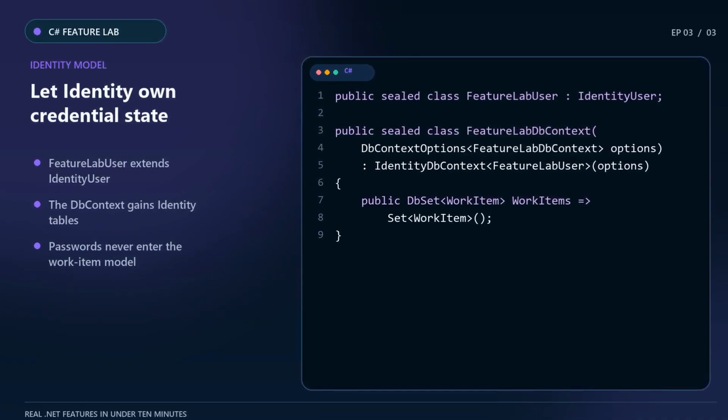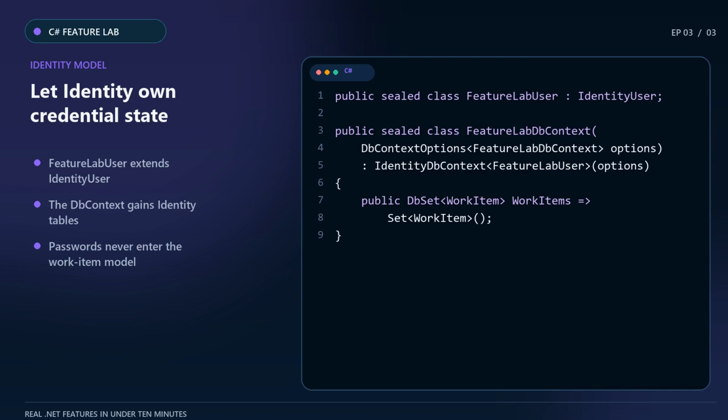The DB context now derives from identity DB context and calls the base model configuration before mapping work items. Identity owns password hashes, normalized user names, security stamps, tokens, claims, roles, logins, and lockout state. The feature model does not know how passwords work. That separation is both safer and easier to evolve.